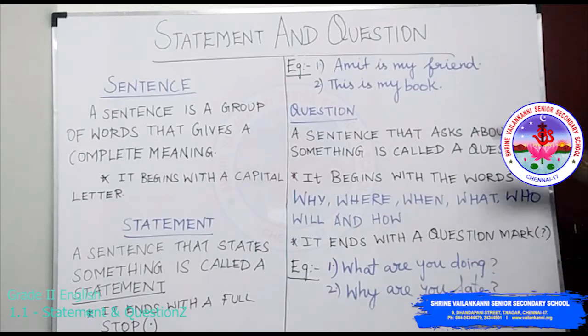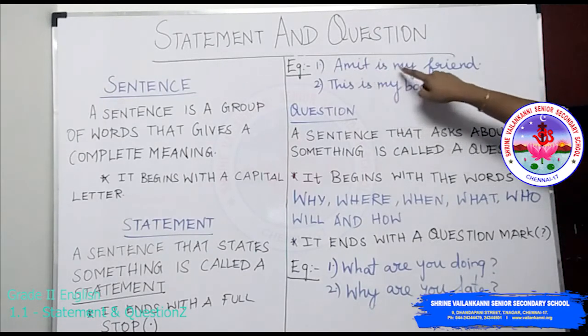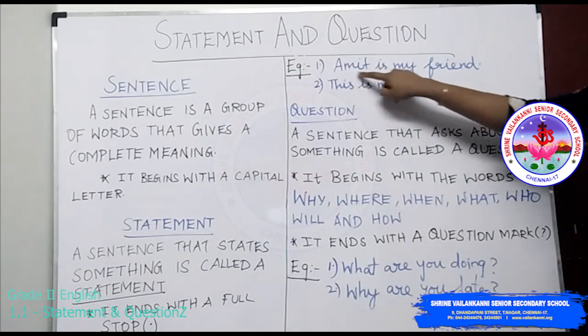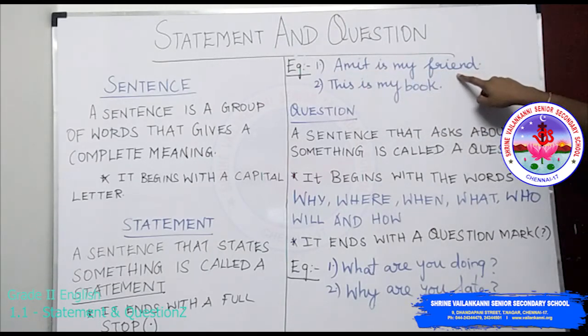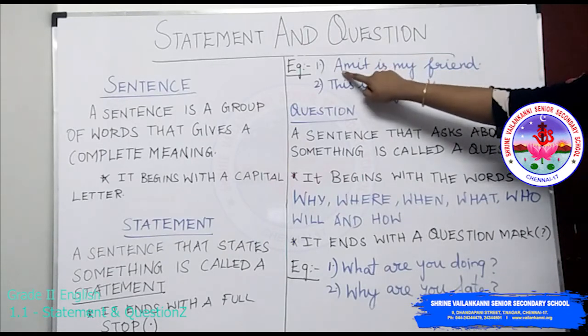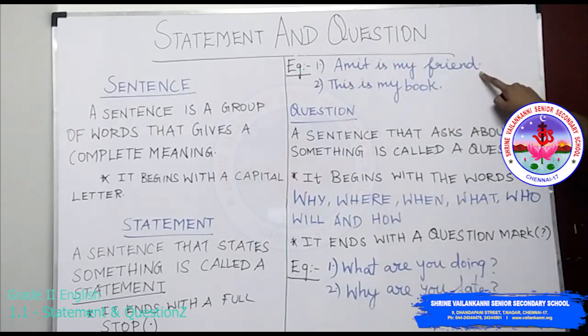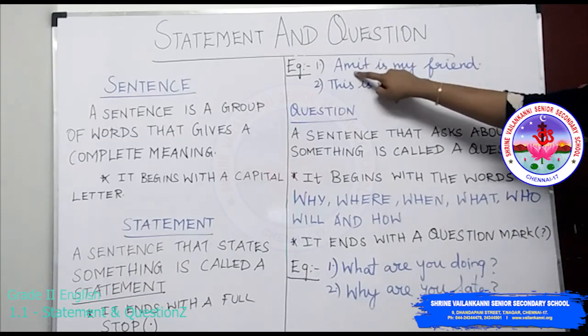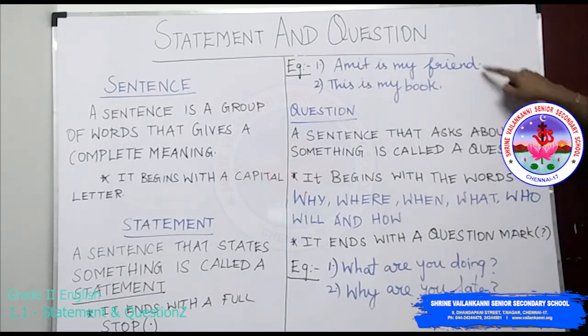Now let's see an example for a statement sentence. Amit is my friend. By looking at this sentence, it is telling you some information, that Amit is a friend. It begins with a capital letter and it ends with a full stop. So you can easily tell that this sentence is a statement kind of sentence.